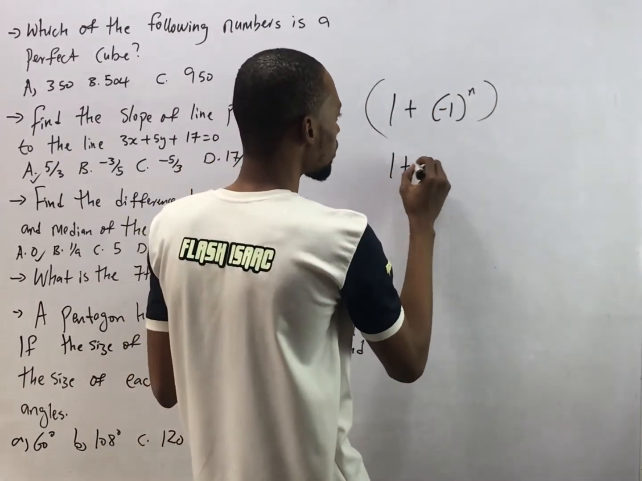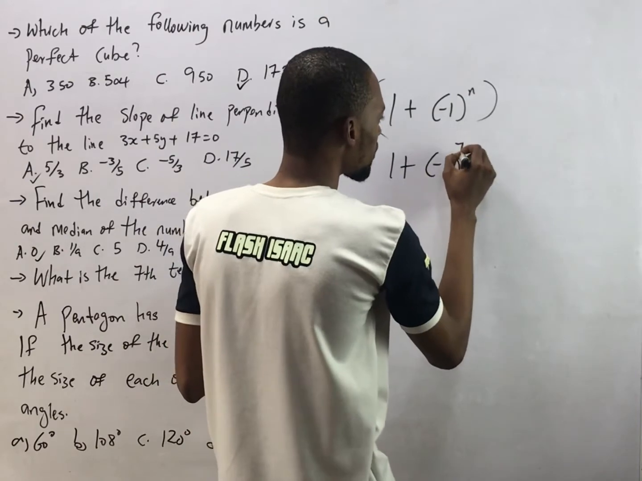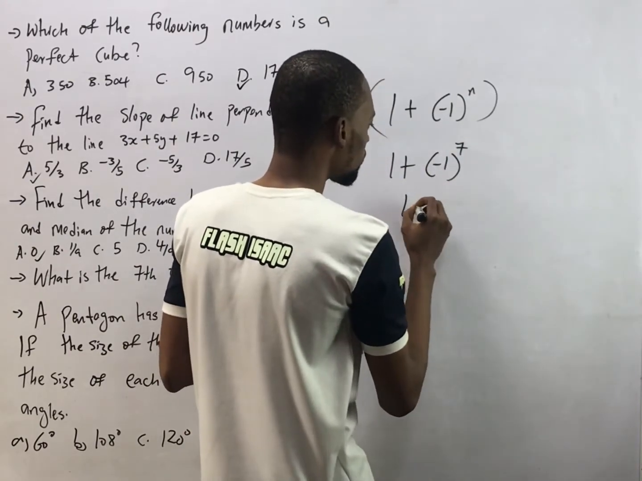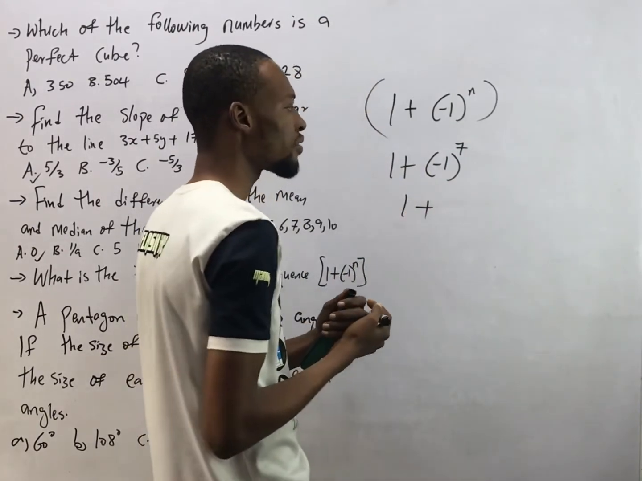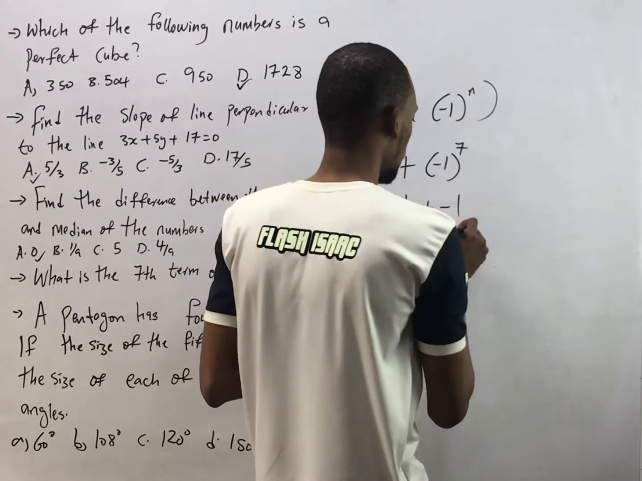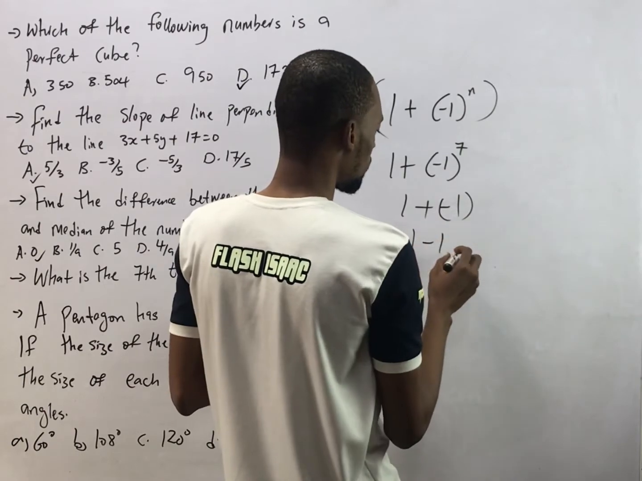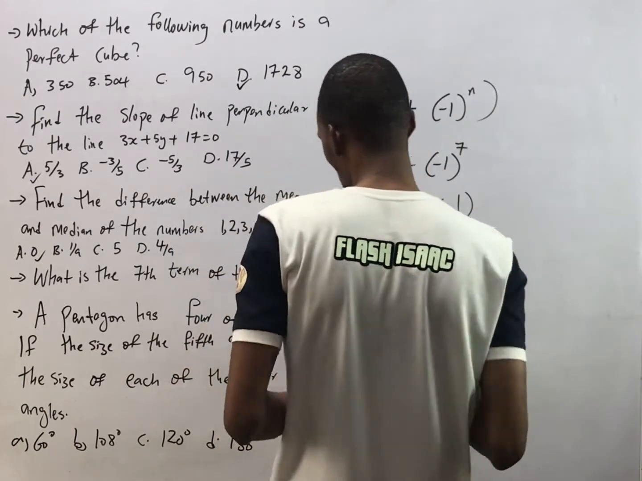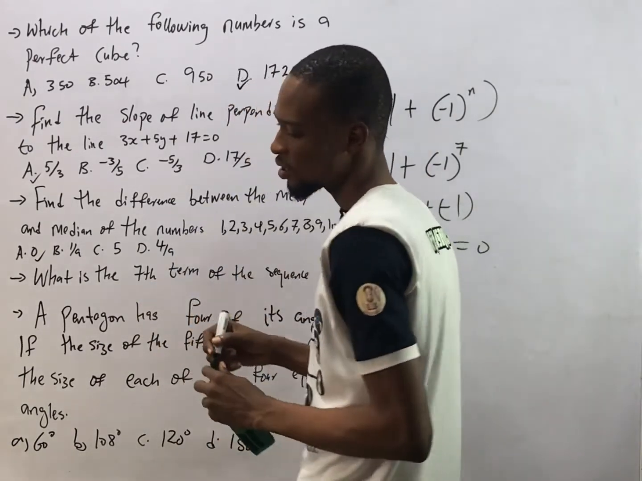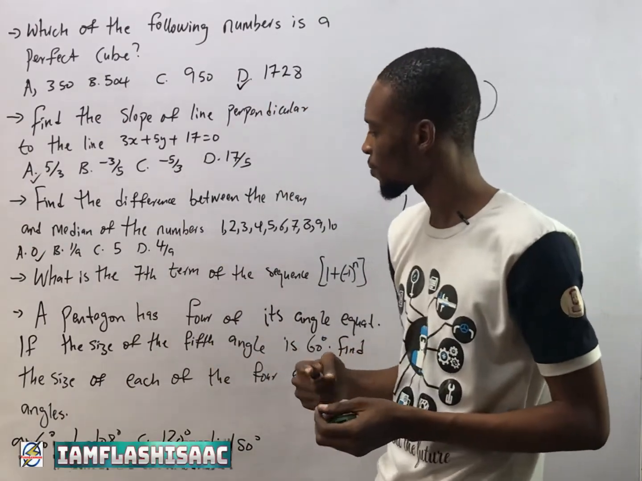So this will give you 1 plus minus 1 raised to the power of 7. Minus 1 raised to the power of 7 is minus 1. So minus times plus will give you minus. So this is 1 minus 1 and the answer is 0. So for the second time, we're having the option 0 as the answer.